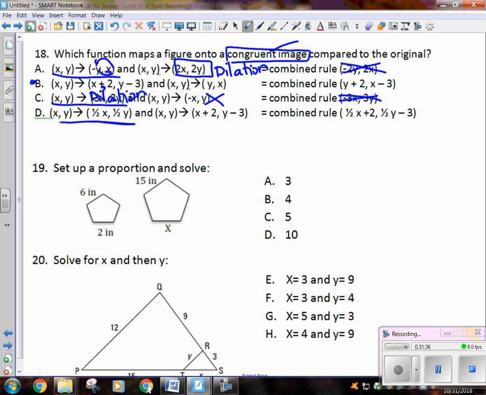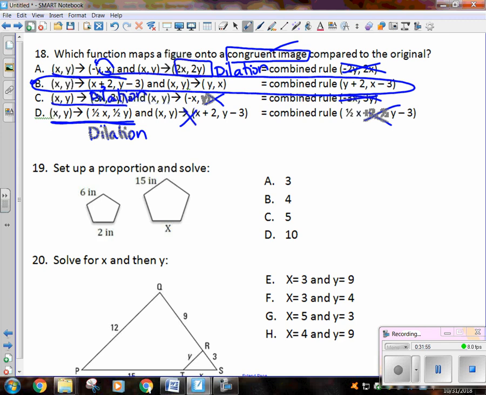What about D? Look at the first rule. What did I do right here? 1/2 x. So I think that's going to be a dilation that's not going to make it bigger. It's actually going to change the size and make it smaller, but it's still considered a dilation. So that means that one's out too. So the only one that would create a congruent image is B.